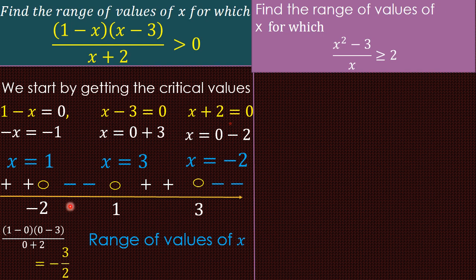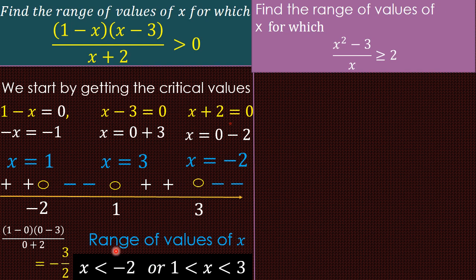So in this case now friends, we are going to pick the regions that are giving us positive answers, and the regions are from negative 2 below, then from 1 to 3. So our range of values is simply going to be x less than negative 2, or 1 less than x less than 3. Good. Means, like I said initially guys, that 1, 3, and negative 2 are not part of the solutions. So this is the range of values we needed to get.